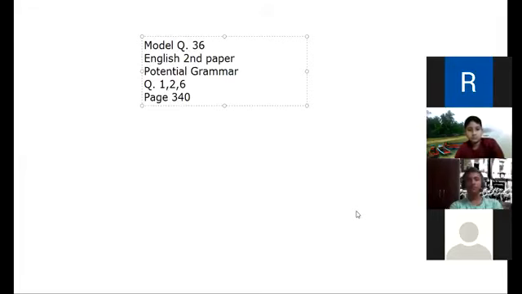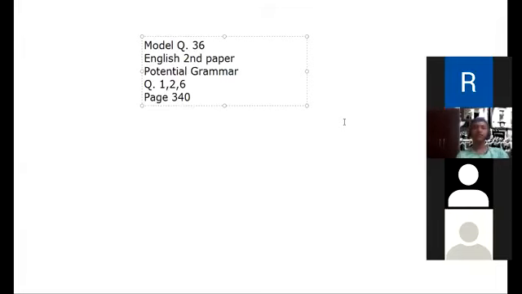Mr. Pranto, question number two. Yes, sir. Please answer question number two, preposition. A watch can be carried in the pocket or worn on the wrist. But there was a time when rich people used to take pride in their valuable pocket watches. Nowadays, wrist watches have come into fashion.